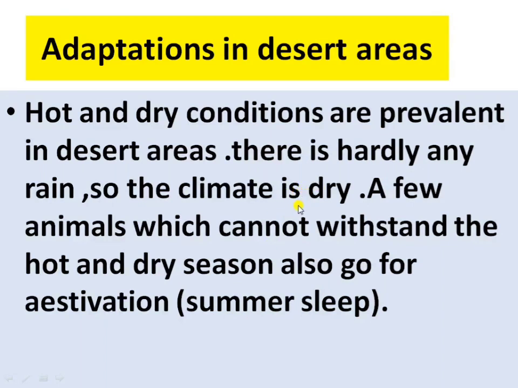In desert areas, animals like snakes, kangaroo rats, and rats live in burrows where it is cool and moist. They do not come out on the surface during the day. But there are a few animals which cannot withstand that hot and dry season. Then they go for estivation, that is summer sleep, because they become inactive and go for a long sleep in their burrows to escape the summer.